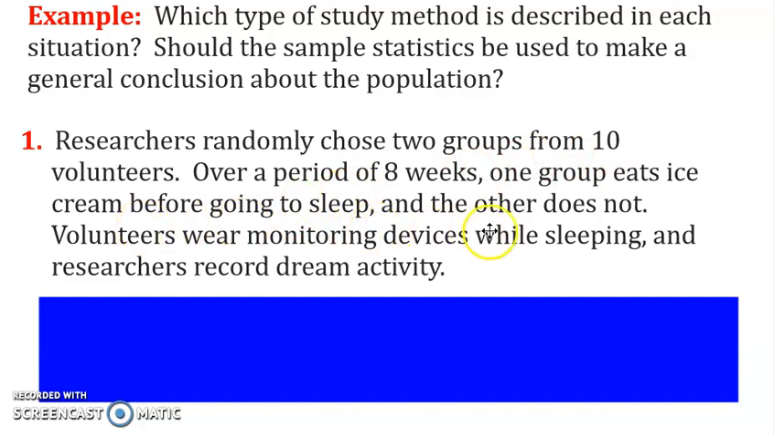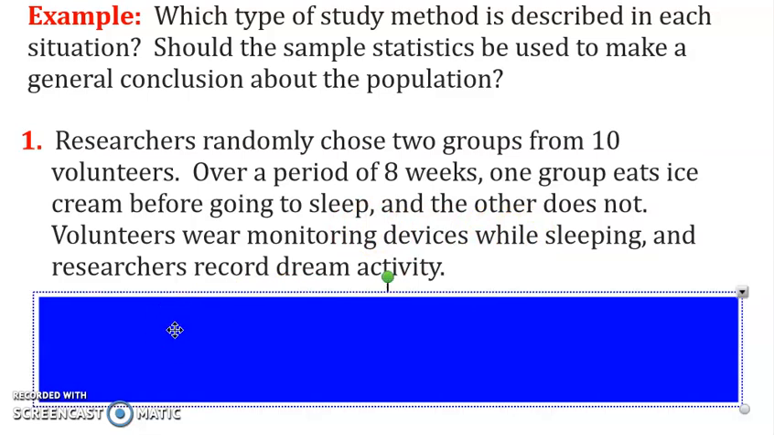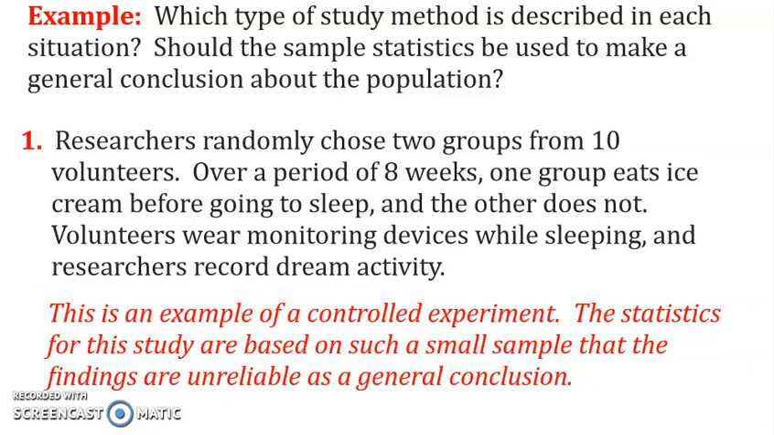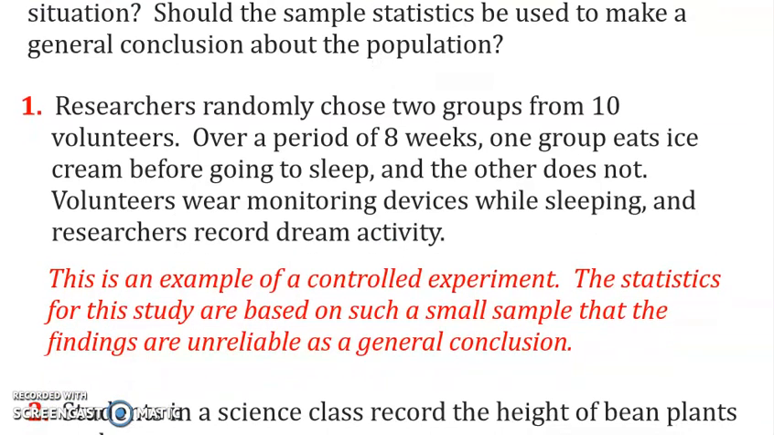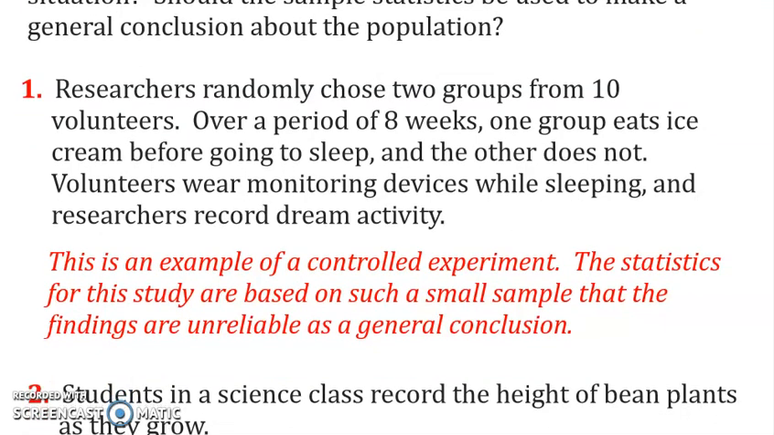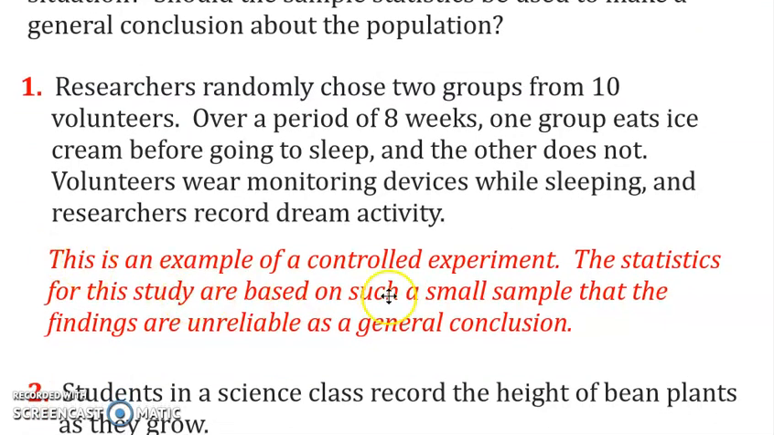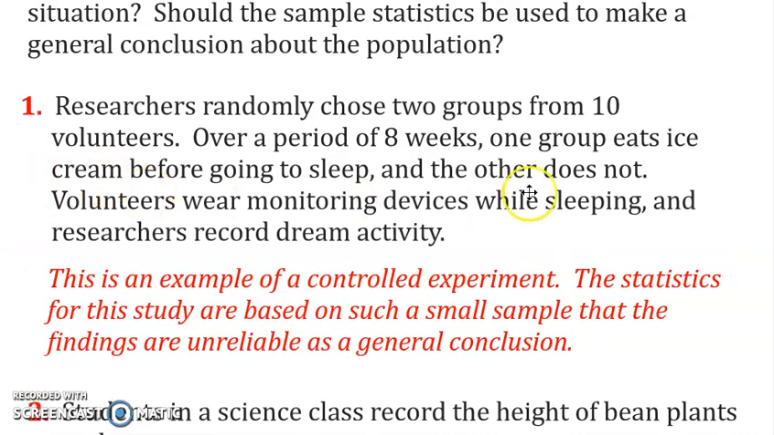The volunteers wear monitoring devices while sleeping, and the researchers record dream activity. So we're trying to see, does ice cream help before going to sleep? So let's see, what method would this be? That would be a controlled experiment. One group is getting some sort of treatment, the other one is not. But we have such a small sample that this is probably pretty unreliable. If we wanted to make that broad of a conclusion, we'd certainly need more than 10 people.